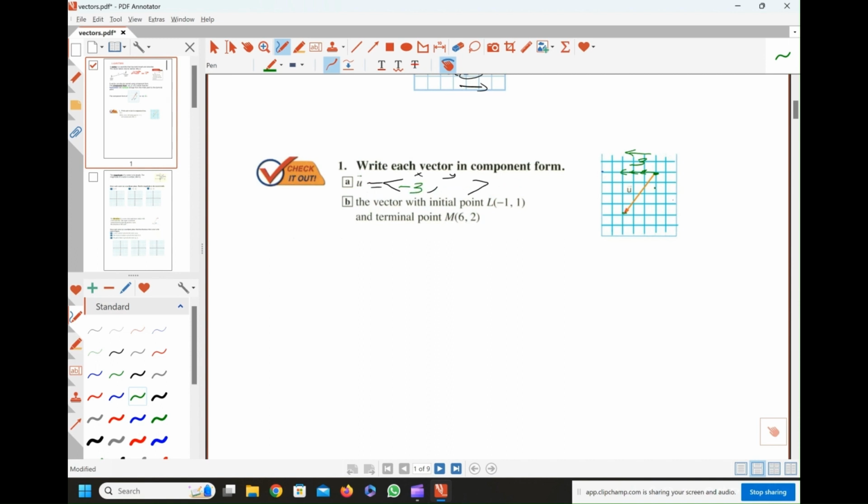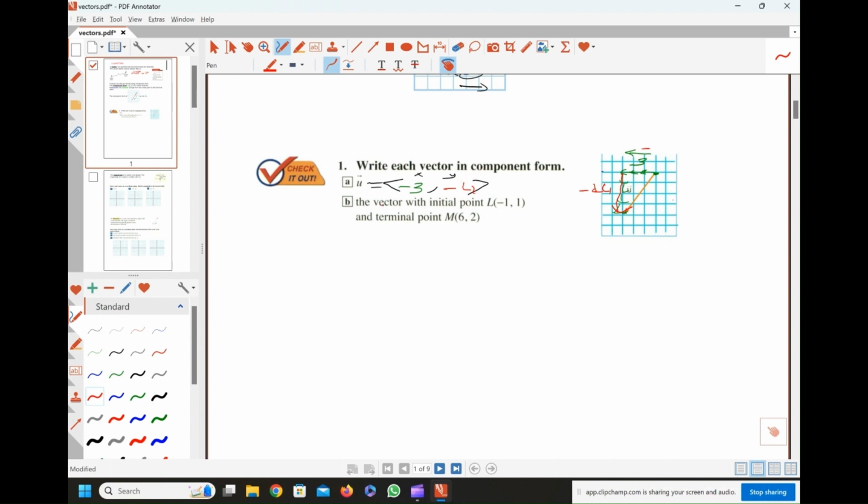What about y? To get to the final point, you should go 1, 2, 3, 4 units. You are going 4 units away from the initial point to get to the end point, but you are moving in the negative direction, as you are going down. So the sign is negative. The number is 4. So negative 3, negative 4 inside the sharp brackets gives you the vector in component form. This was the first part of the question.